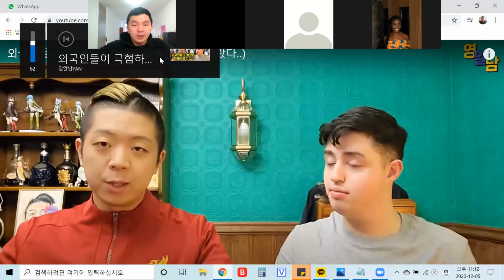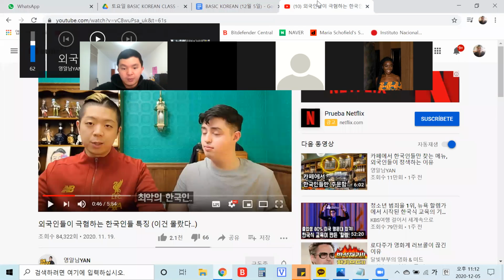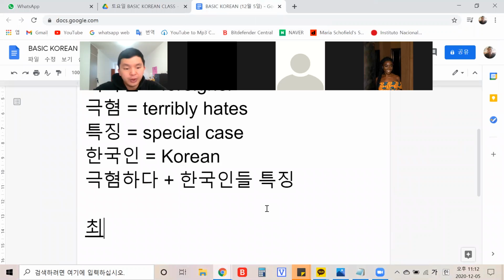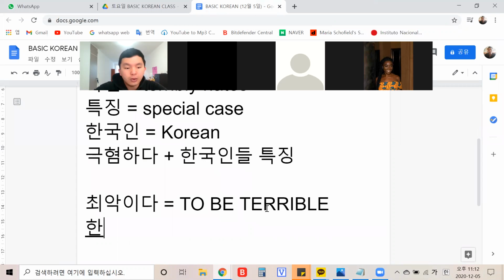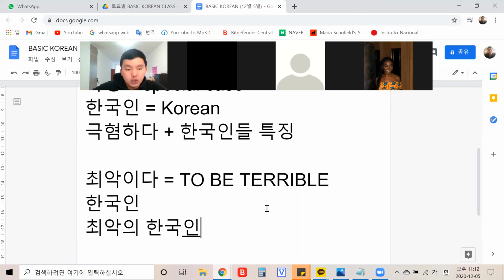Okay. So let me write it down. What is the original verb and where does it come from? Just give me a few seconds. So it's from the verb 최악이다 actually, which is to be terrible, and 한국인, as we know, Korean, mixed together 최악의 한국인. 최악 is used just as a noun, not as a verb, and this 의 is possessive, which means Koreans of the terrible.